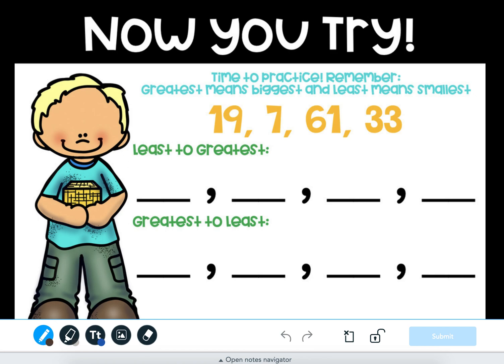Remind me again, does least to greatest mean I'm going from the smallest to the biggest or the biggest to the smallest? If you said smallest to biggest, you are correct.